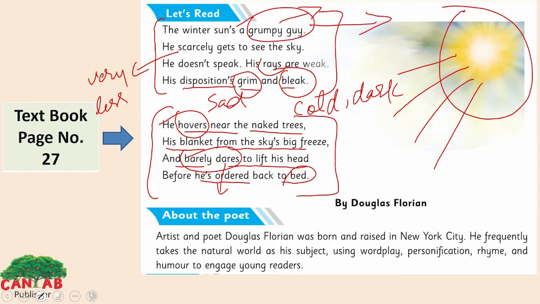In this stanza we discussed that he hovers, he just roams around the naked trees. Naked trees actually refers to the autumn season when trees have no leaves. His blanket from the skies, big freeze. His blanket is only the sky, which is also freezing. And barely dares to lift his head. He very rarely dares to lift his head because it is very cold. Before he is ordered back to bed, before his time comes to go to the east again.